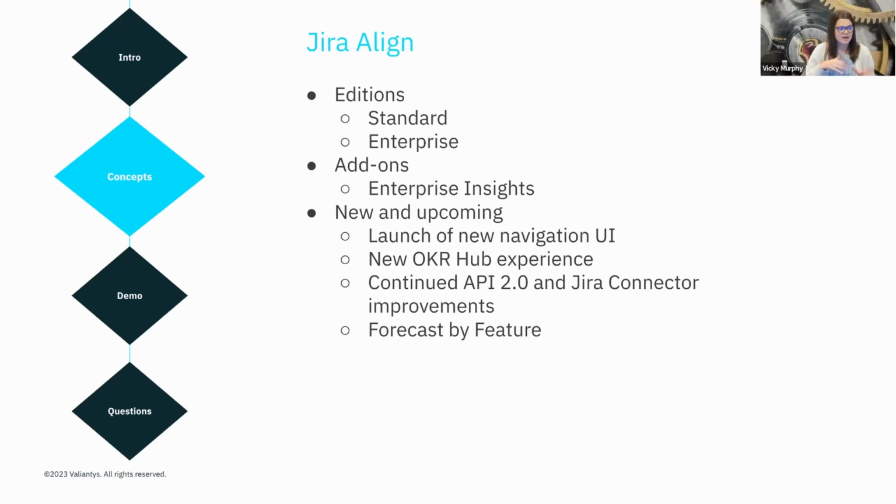There is currently an add-on for Jira Align called Enterprise Insights. This is a data lake of data in Jira Align that can be plugged into a BI tool of your choosing, such as Tableau or Power BI. And there are also some exciting updates coming if you're on the enterprise tier of Jira Cloud and you have access to Atlassian Analytics. We should be seeing some integration between Enterprise Insights and Atlassian Analytics coming soon as well.